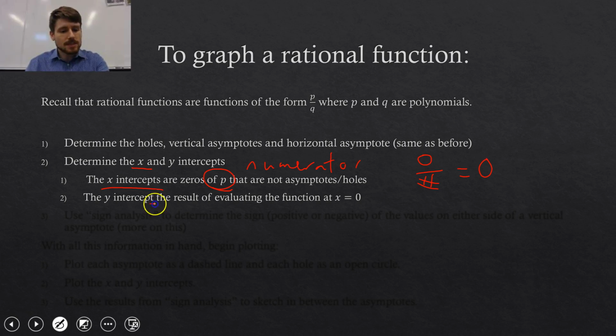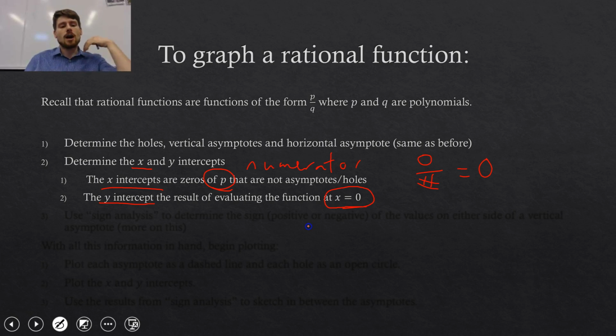The y-intercept is easier to find. That's just the result of evaluating the function at x equals 0. So you just plug 0 in and see what shakes out. All of the x's go away, and it's going to be the constant term on the top over the constant term on the bottom.